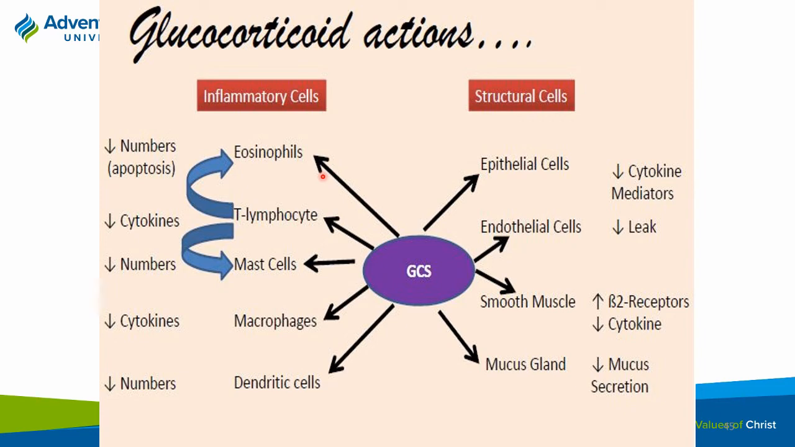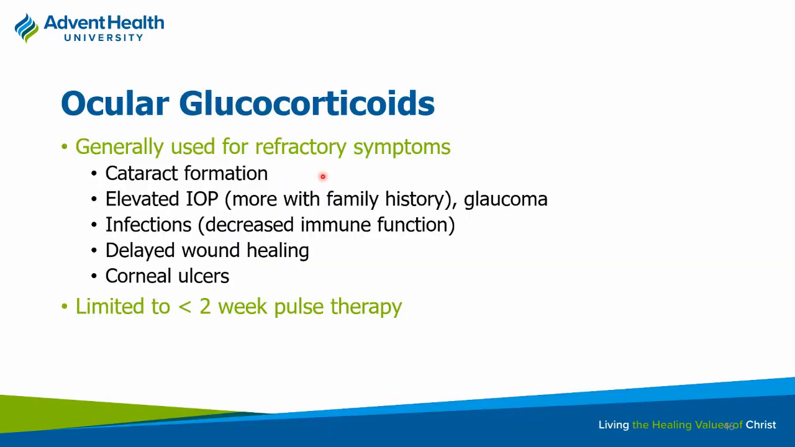So very powerful, but they also take a little bit of time to kick in and work because they do work at the site of the nucleus. So typically for ocular glucocorticoids, these are only for really refractory symptoms because of the problems you can see with this. So this can include things like cataract formations. They can cause intraocular pressure increases, which can worsen things for patients with glaucoma. You'll see infections, right? Because just like systemically, steroids tend to cause an immunosuppressant effect. They do the same thing in the eye.